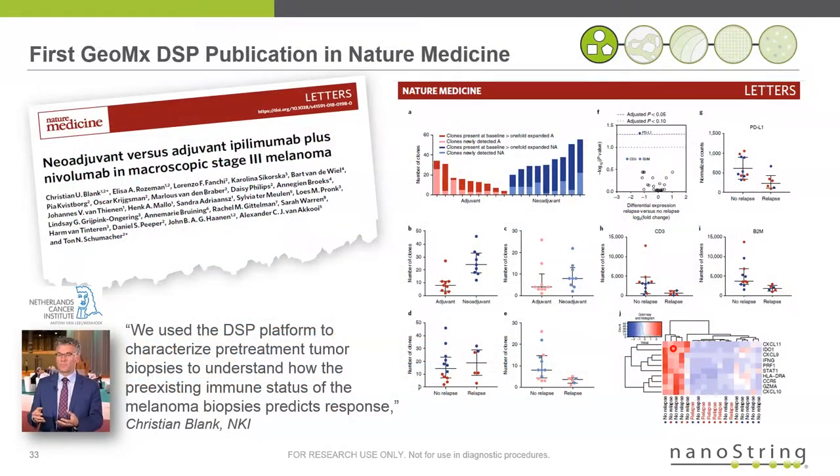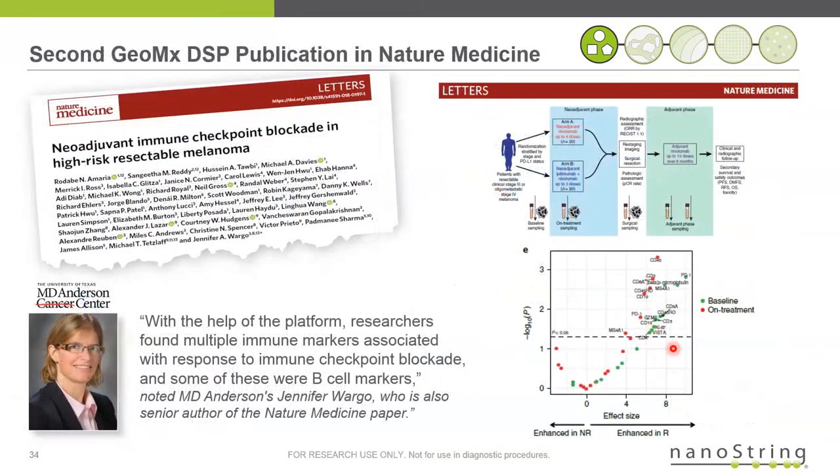This approach of these simple geometric ROIs was used in 2 back-to-back studies looking at combination neoadjuvant therapy with Ipi and Nivo. One was done by Christian Blanc at the NKI in the Netherlands, and then the other was done by Dr. Jen Wargo at MD Anderson. So in these studies, they were using GeoMx to identify biomarkers that could potentially predict whether or not patients are going to respond to Ipi and Nivo combination neoadjuvant therapy.